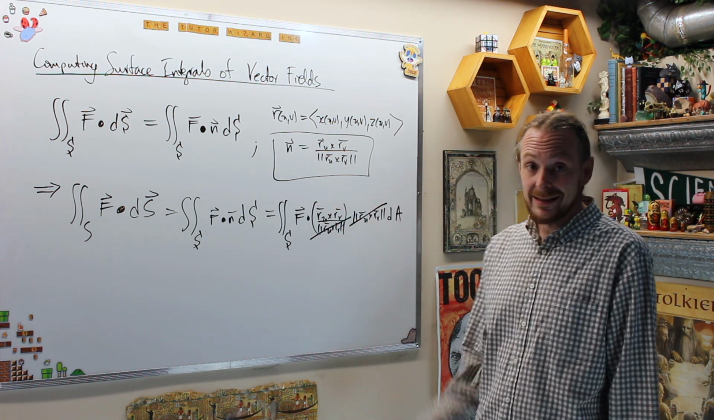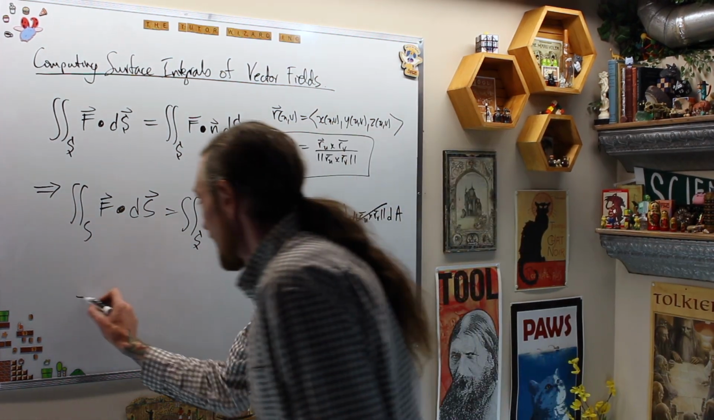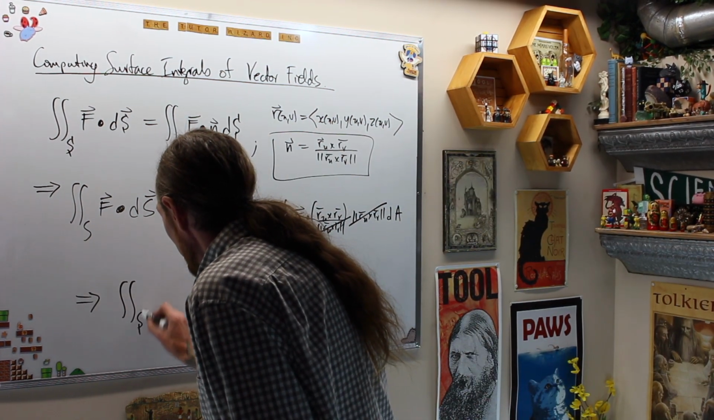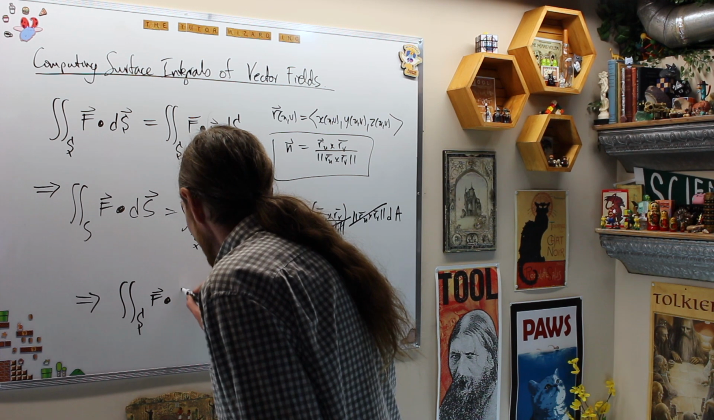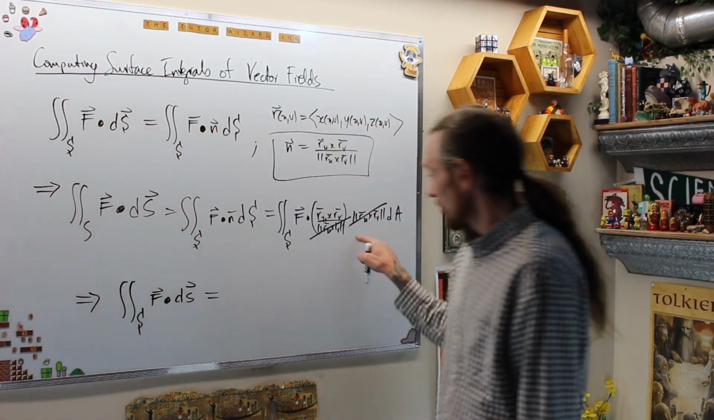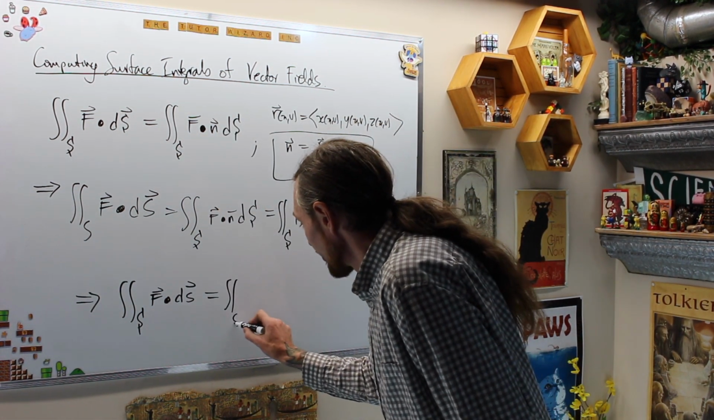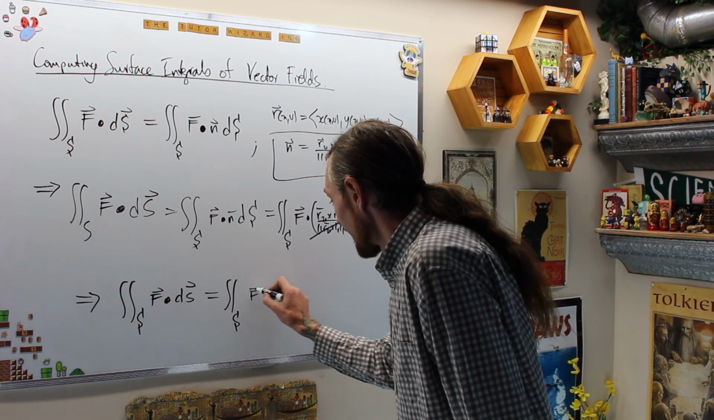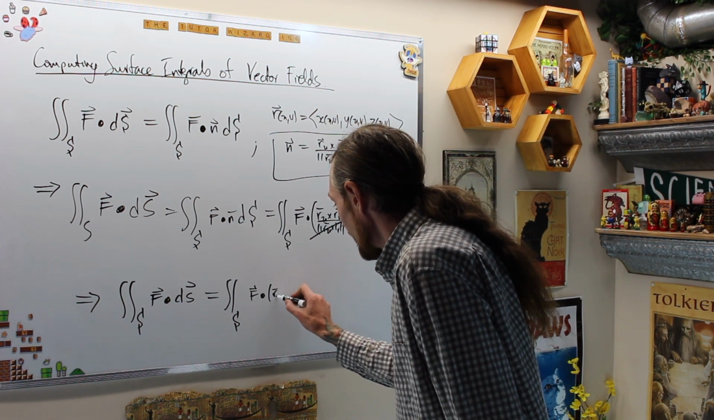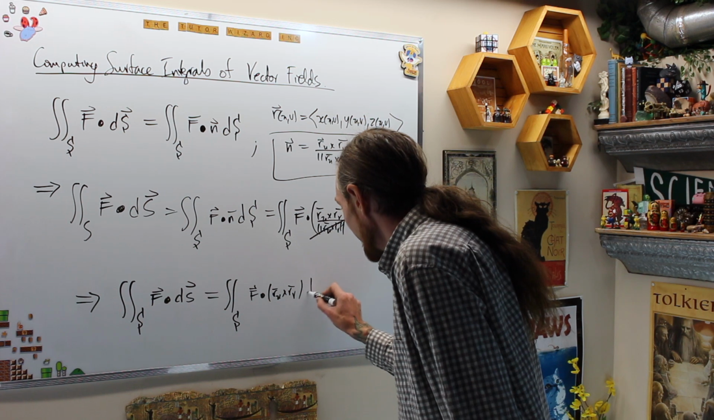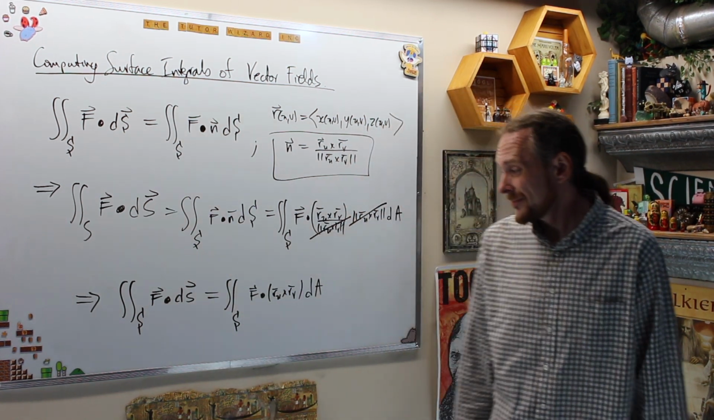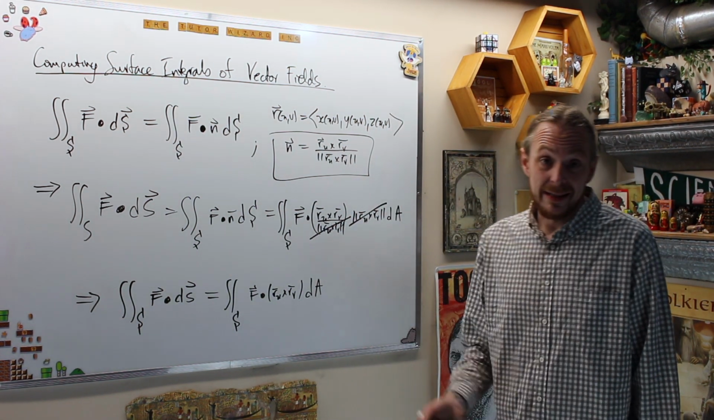Cleverly, of course, you can see this is going to cancel now. This says that the surface integral over S of a vector field F dot dS is equal to the surface integral over S of this vector field F dot r_u cross r_v dA. Let's try that out at least once.